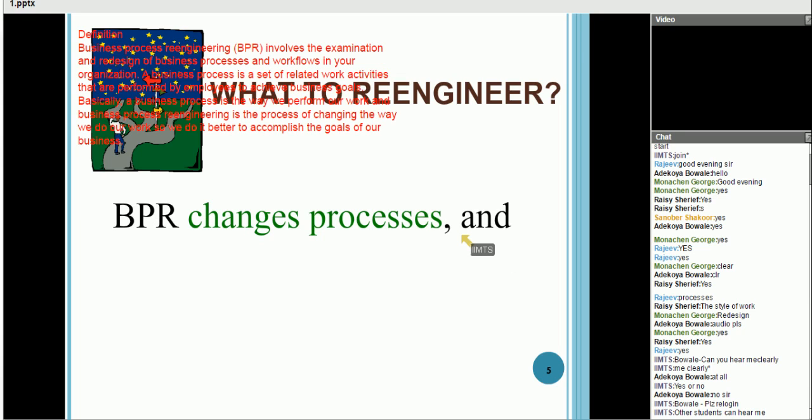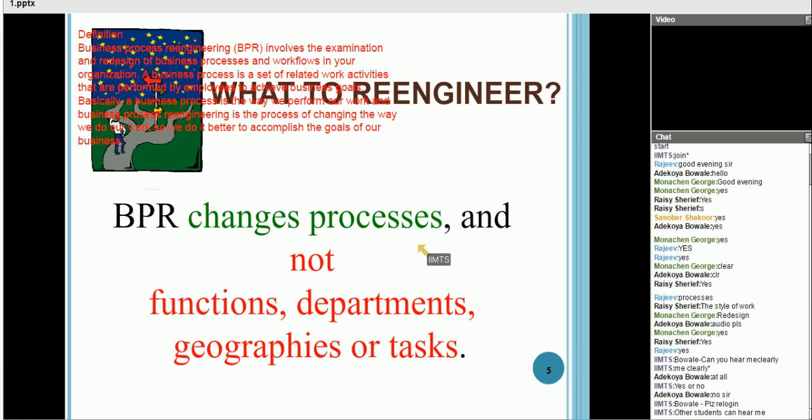So let's see what to re-engineer. Okay, as said by one of the students, the process, correct. Here we are using the short abbreviation for business process re-engineering, that is BPR. So BPR changes the process, and let's see what else it changes. Not the functions, departments, geographies or tasks. So its main focus is on the process the organization follows, or the approach the organization follows.